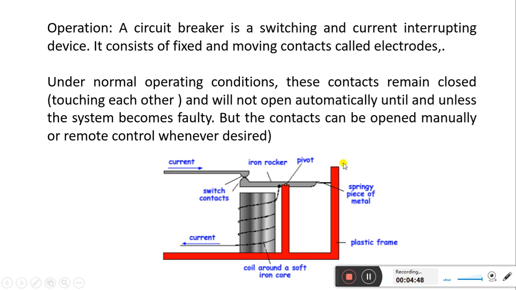As I have discussed, under normal operating condition these contacts will remain closed, and in that condition, if we want to open it manually, we can open it, otherwise it will not open. But whenever there is a fault in the circuit or in the system, the relay gets energized and these contacts become open, so the faulty element will be disconnected from the power system network. That is the internal operation of the circuit breaker.